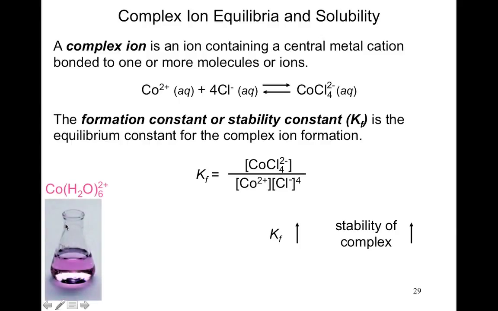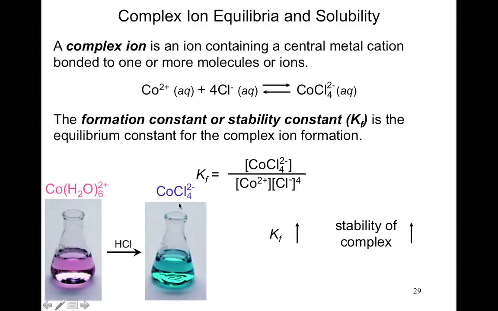So here is your cobalt, let's see, cobalt hexahydrate. Sound good to you? Sounds good to me. I hope it's right. Cobalt hexahydrate, being purple, and then if you add an acid to it, it becomes cobalt chloride, and it becomes blue. So that's kind of cool.